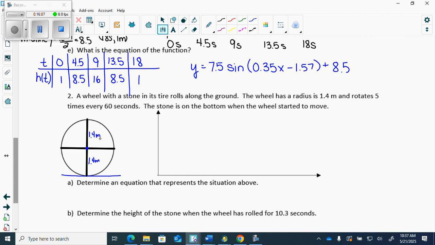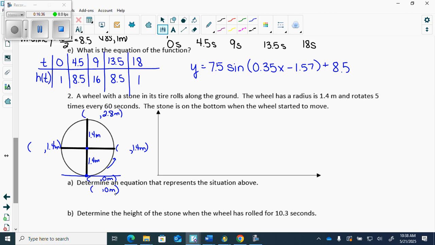Okay, let's start with our, so this is going to be the bottom, so it's 0 meters. It's an aggressively large wheel. And then this is 1.4 meters. And then this is 2.8 meters. Put an arrow on it because I'm going this way. Then we're back down to 1.4 meters. Then we're back down to the ground.